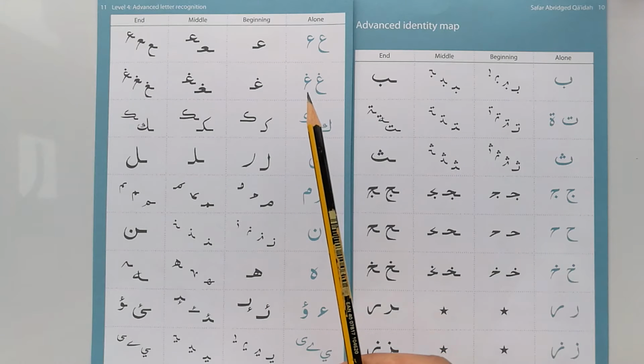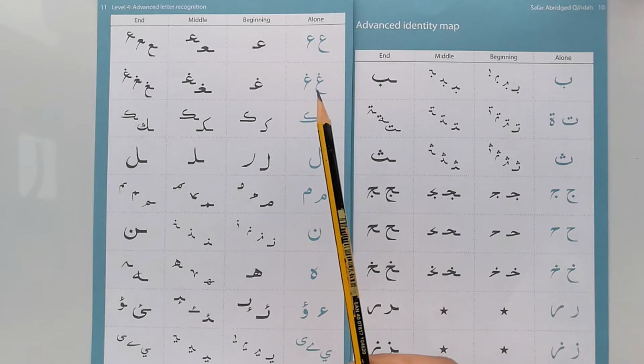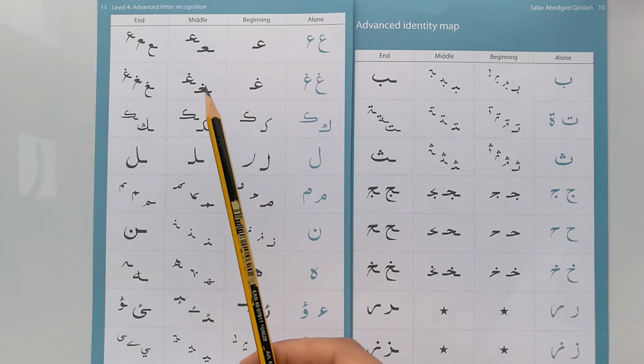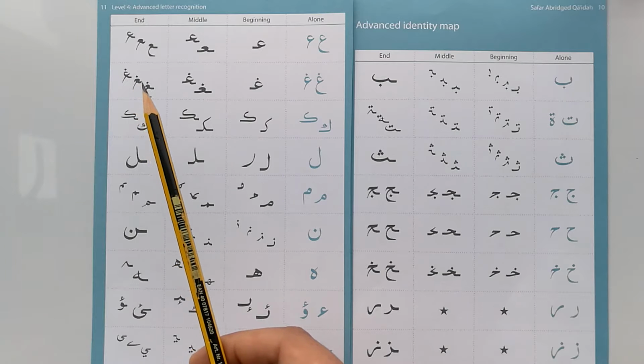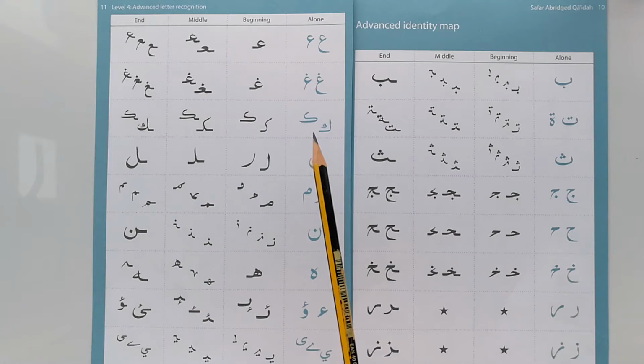So we're on to the ghain here. Very similar again to the ayn, the difference being that little dot on the top. Okay. Next we're on kaf.